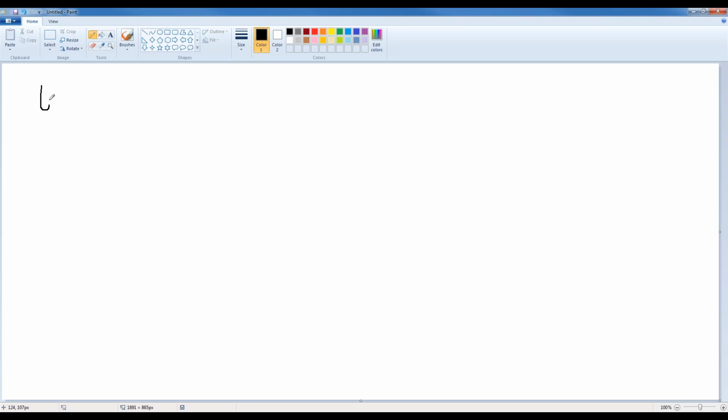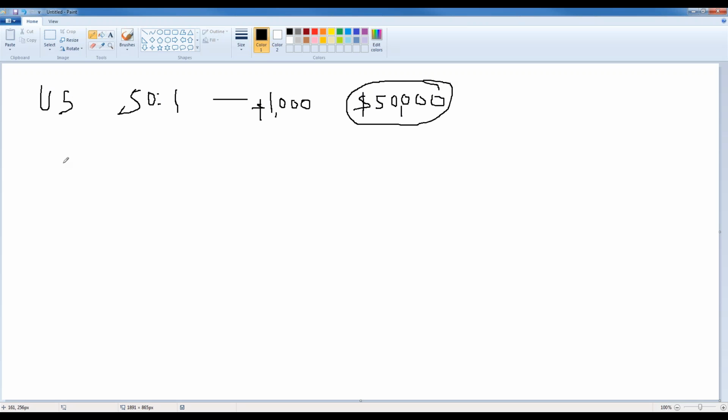So in the US, it's 50 to 1 leverage. That's what's legal. All right. So if you have $1,000 in a trading account, you have 50 times that, $50,000 of leverage, which means you could trade $50,000 worth of currency. Now, that is legally in the United States. All right, that's the law here.